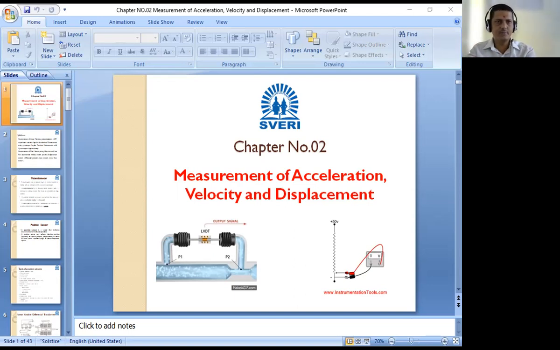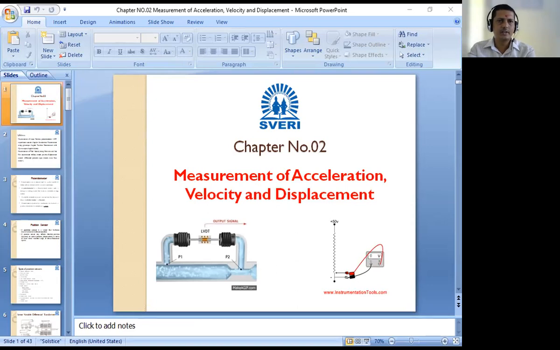Good morning, all of you. So we have started unit number 3, that is measurement of acceleration, velocity, and displacement. In the last lecture, we covered the position sensor and displacement sensors, also types of position sensors. LVDT was completed in the previous chapter.